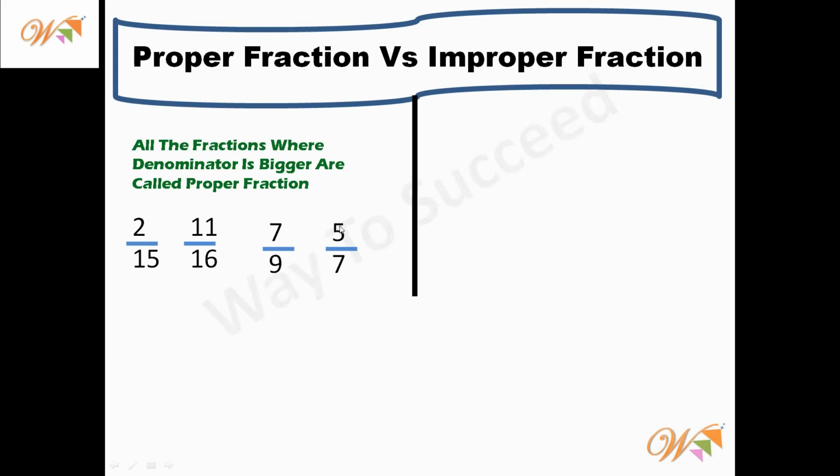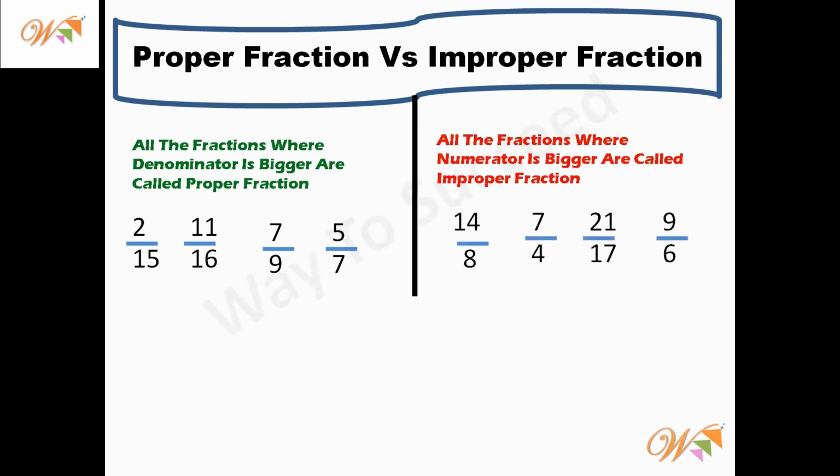But if in the fraction given, the numerator is bigger and the denominator is smaller, for example, here I take 14 out of 8, 7/4, 21/17 or 9/6, in all these, the denominator is smaller than the numerator. So such fractions are called improper fractions.